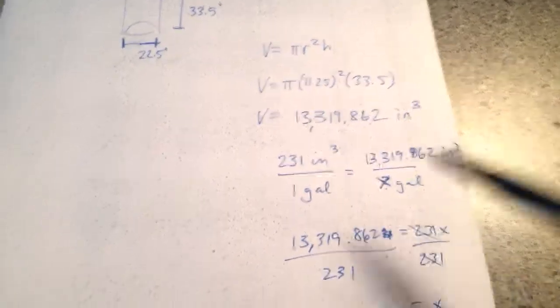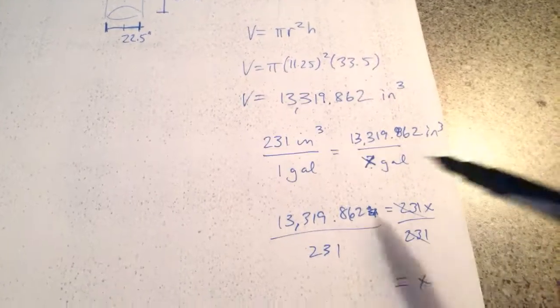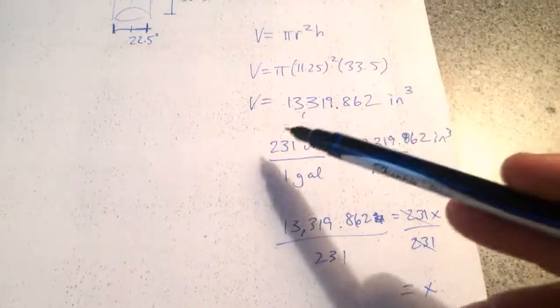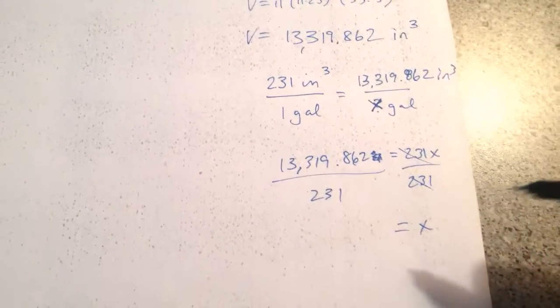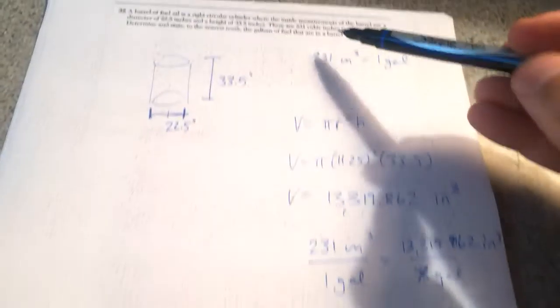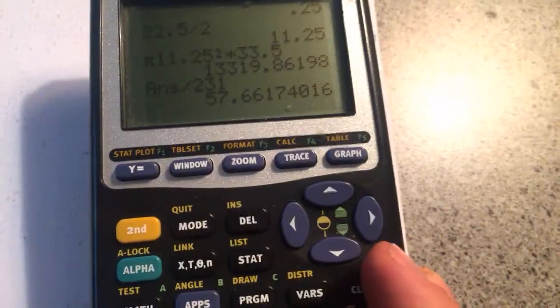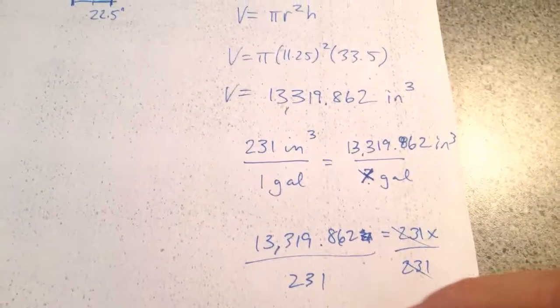Some people ask me, can I just divide by 231 from the get-go? And I say, yes, you can. But for me, sometimes I'm a visual learner. I need to fill it all out and write it all out. And this is why you divide it by 231. I put that in my calculator, and it says to the nearest tenth. My calculator gives me 57.66. So to the nearest tenth, it's going to be 57.7 gallons.